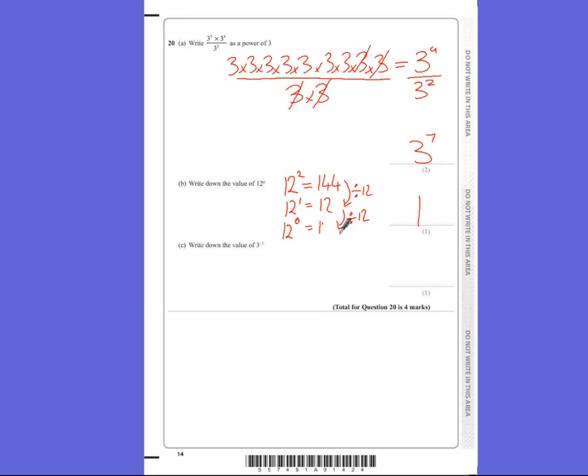So that's why anything to the power 0 is always 1, because you're just dividing by itself as you're going down. Write down the value of 3 to the minus 2. So a negative sign in indices means to find the reciprocal, or to put it as 1 over. So we're going to do it as 1 over 3 to the power 2. And 3 to the power 2 is just 3 times 3, which is 9. So 1 over 9.